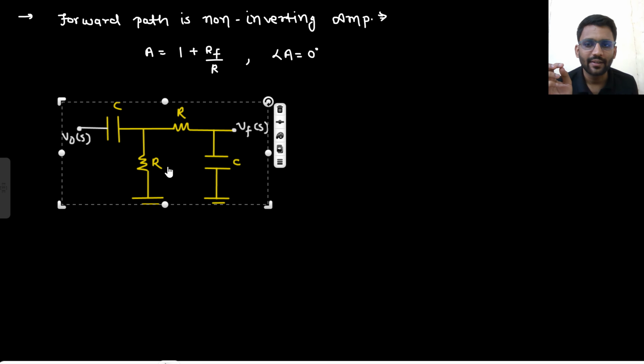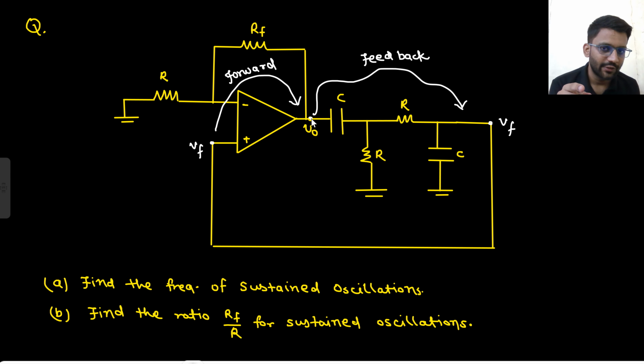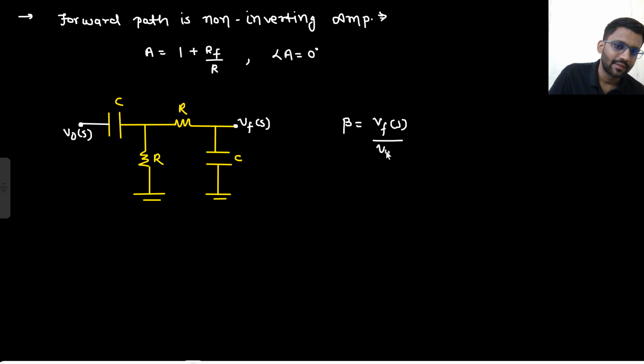What will be your feedback? What will be your feedback factor? This was your V0S, and it was fed back to the input side, VFS. So at output capacitor C, you are having VFS. What is your feedback factor? Beta. That would be VFS by V0S. What is your V0S?